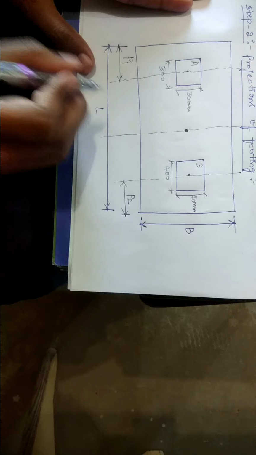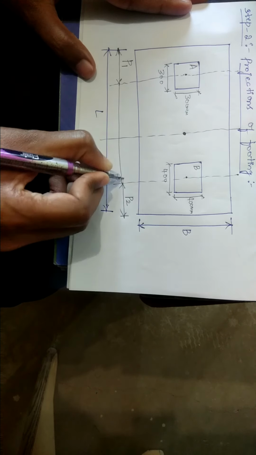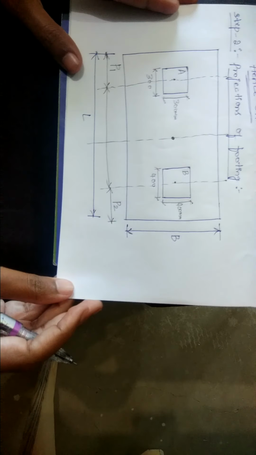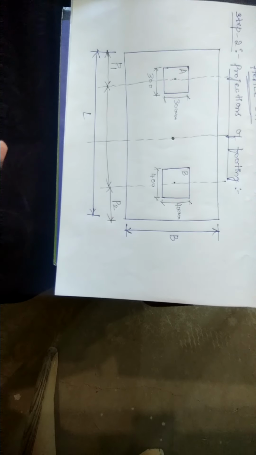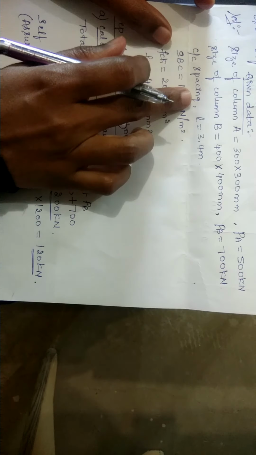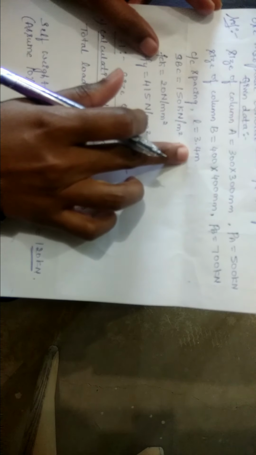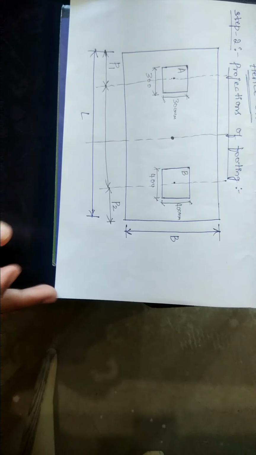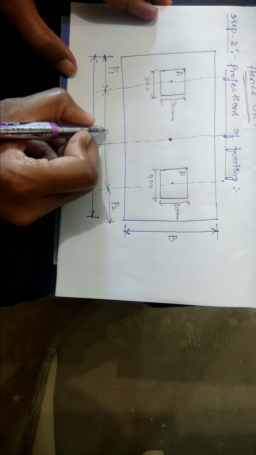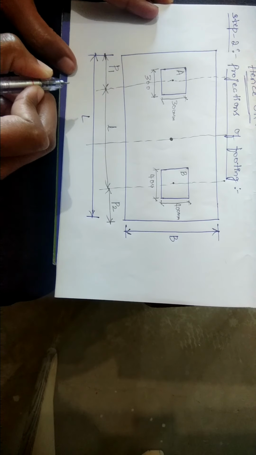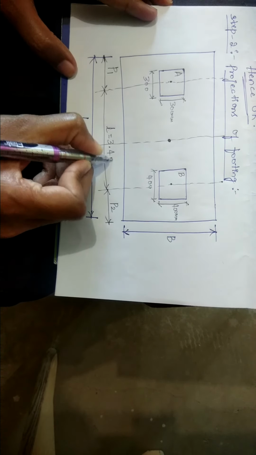Now, between these two, the gap you can see represents the spacing between the columns, which is given in the question. Here, the spacing of the columns, that is the center to center spacing of the columns, is given as 3.4 meter. Now, the gap you can see between P1 and P2 is nothing but the center to center spacing, which is represented as small l, and the value is 3.4 meter.